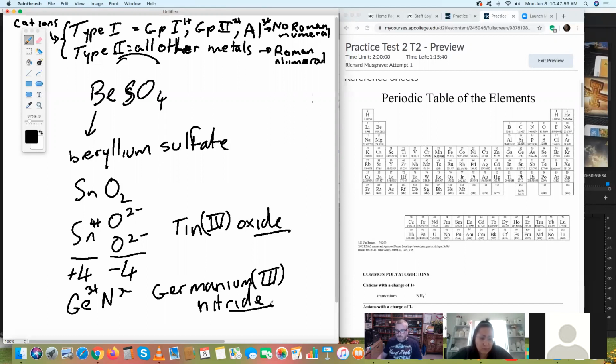So when the element is in group 4 with plus and negative, you need Roman numerals all the time. Yeah, so tin, lead, it's the same deal. But you know they're metals. You've seen what lead looks like. You've seen what tin looks like. You know they're metals.